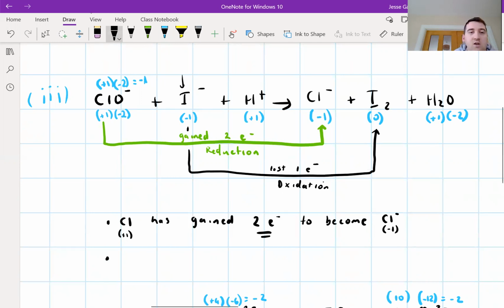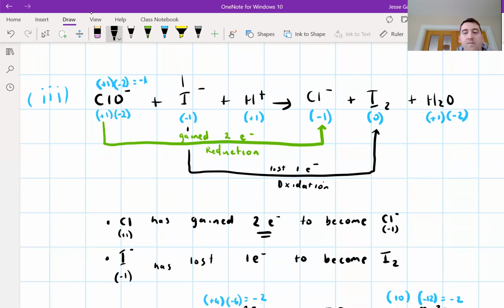This thing here has changed as well on the left. So we're going to say I minus, which is -1, has lost 1 electron to become I2, which is obviously an oxidation number of 0. The first thing we want to do is balance the electron transfer.